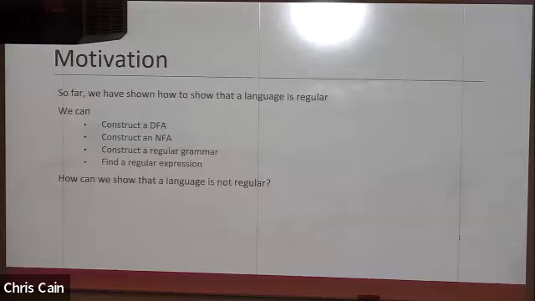Just because you have tried to construct a DFA and failed, it doesn't mean that one doesn't exist. It might just mean that you haven't seen it yet. So we need a process that is more complete.